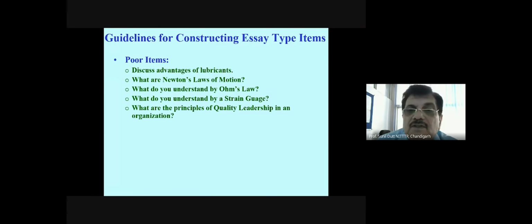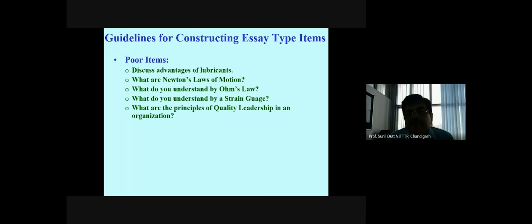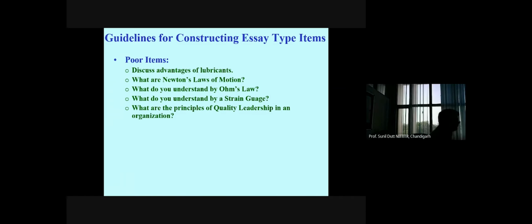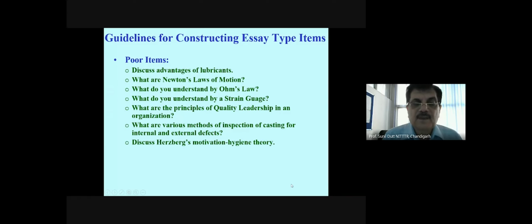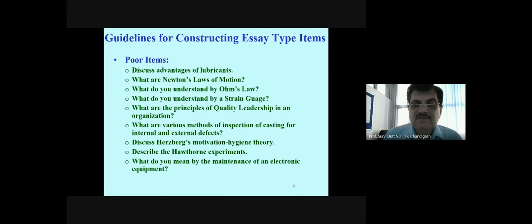What are the principles of quality leadership in an organization? So whether you want him to write the principles, name the principles only, or to describe them. Then, what are the various methods of inspection of casting for internal and external defects? Discuss Herzberg's motivation hygiene theory. Describe the Hawthorne experiments, very much global. What do you mean by the maintenance of an electronic equipment? Discuss features and block diagram. So discuss with whom? Write a note on types and purification.